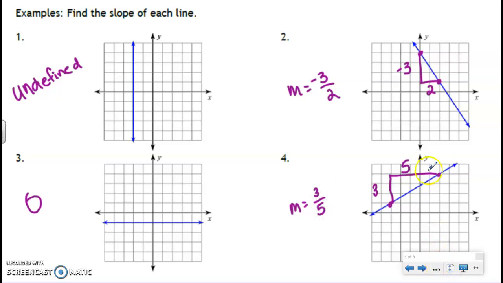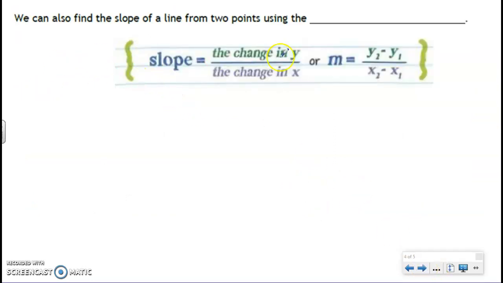Now a couple quick checks for you. The first line, number 2, falls or decreases, so I need to make sure my slope is negative. Number 4 rises or increases, so I need to make sure my slope is positive. Okay. One other method we can use to find the slope of the line is when we're given 2 points, we can use the slope formula.